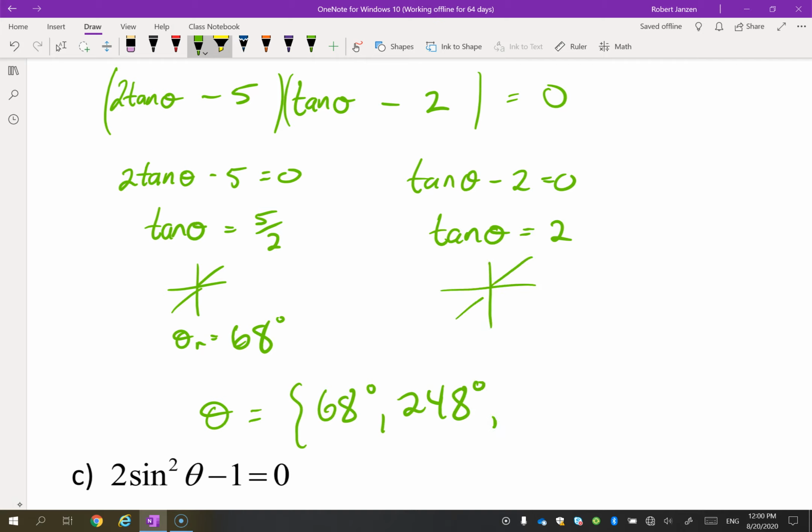Where is tan positive 2? Here and here. That is also not an exact value. And this one is 63 degrees. So I'm going to have 63 and 243.